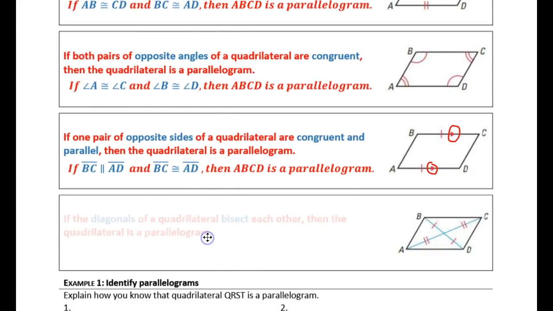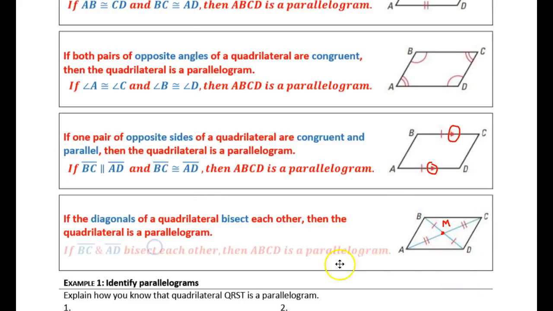And last, if the diagonals bisect each other, then the quadrilateral is a parallelogram. So understand that if they bisect each other, then BD is going to be split into two pieces, and AC is going to be split into two pieces. And this point right here where they bisect each other is going to be the midpoint of both of those segments.